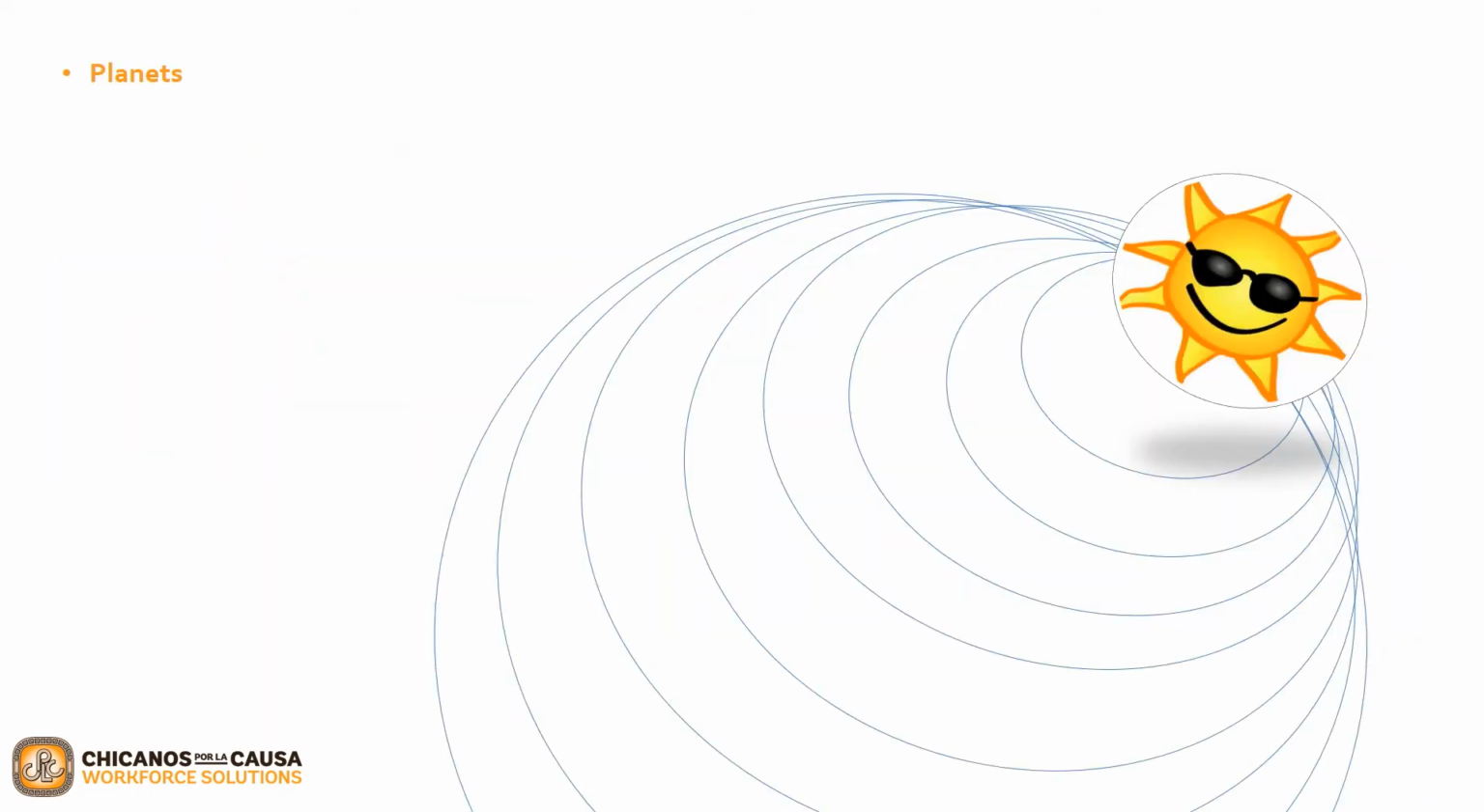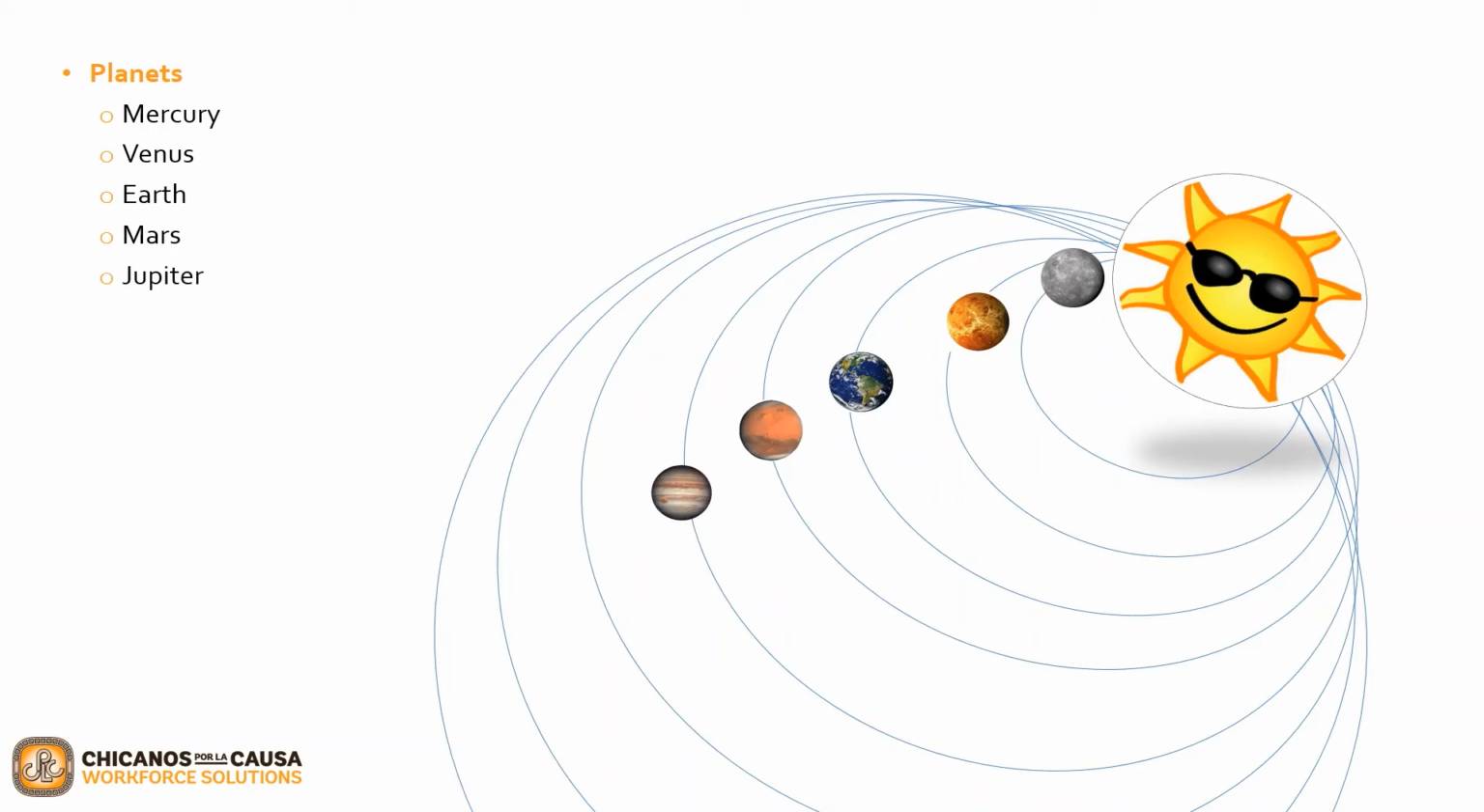There are a total of 8 planets in the solar system. The planets are listed according to their distance from the sun. We have Mercury, Venus, Earth, Mars, Jupiter, Saturn, Uranus, and Neptune.